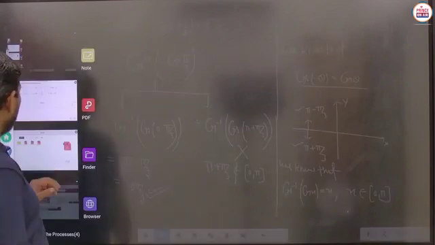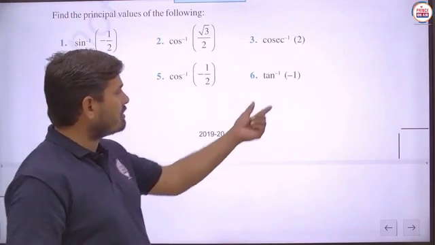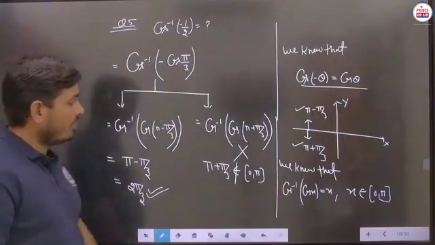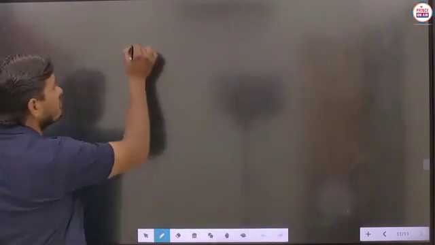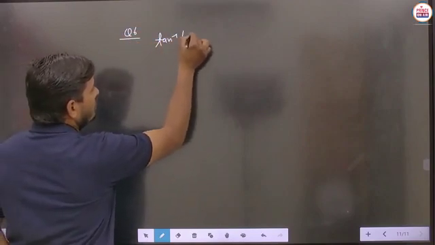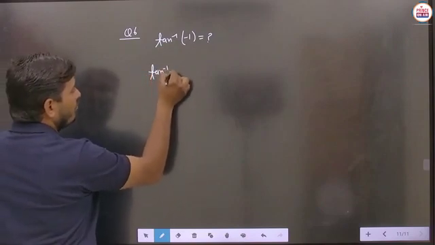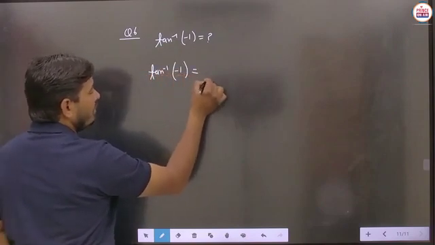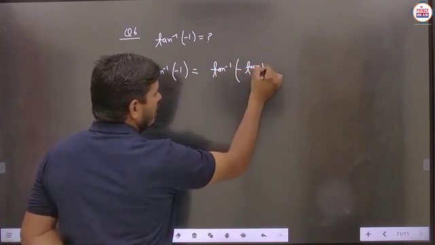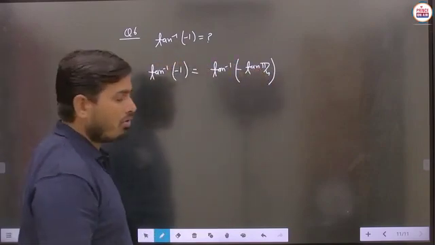Similar question 6, where again we have to calculate the principal value of tan inverse of minus 1. So in this question number 6, we have to evaluate the value of tan inverse of minus 1. The value 1 of tan occurs at pi by 4, so we can write tan pi by 4 in the place of 1 here, no problem.